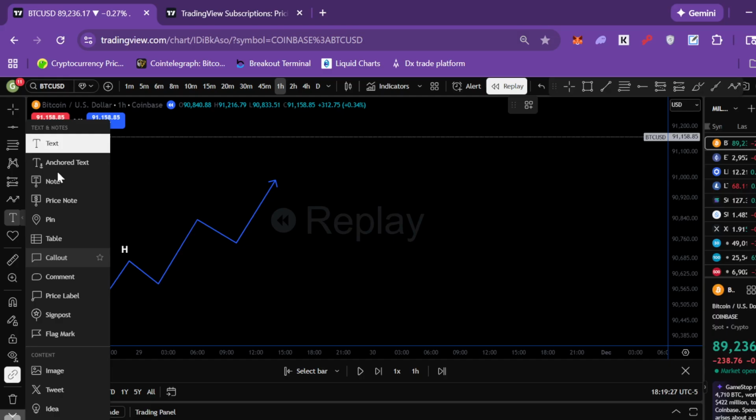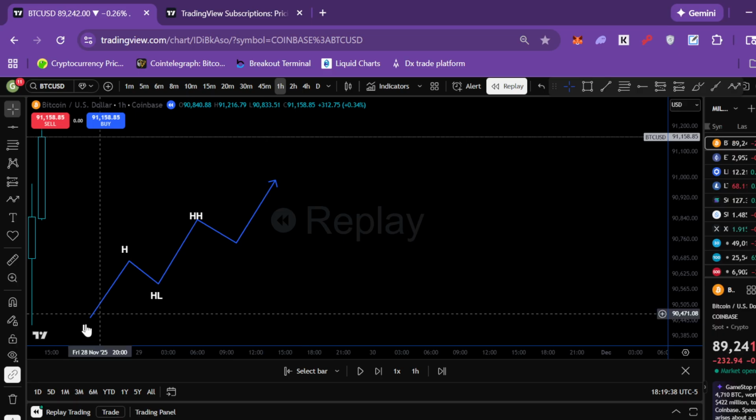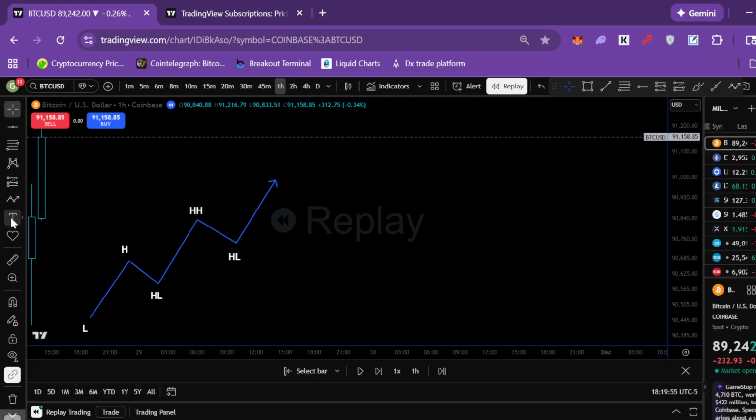Now, the reason why this is a higher low is because it's higher than this previous low. The reason why this is a higher high is because it's higher than the previous high. Once you see this type of movement, you know you're in an uptrend, and then you're hoping to see more higher lows and more higher highs. All right, so that's an uptrend.